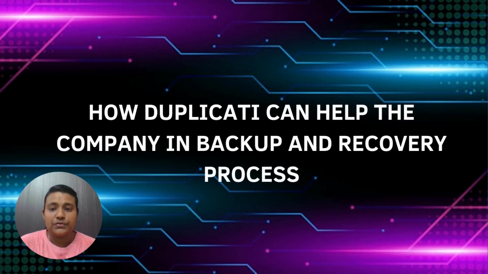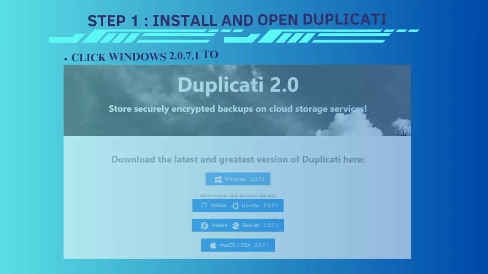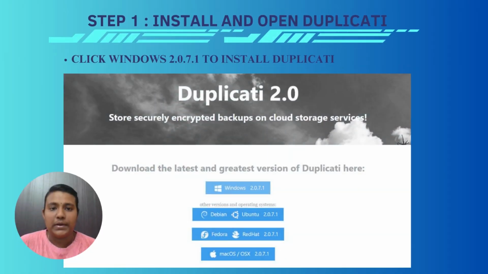So here we are going to see the steps of how Duplicati can help the company in backup and recovery process. Step 1. Install and open Duplicati. First of all, we should search Duplicati 2.0 on Google. After searching, we should select the correct website that is required for the download process. After selecting the website, we should click Windows 2.0.7.1 to install Duplicati.